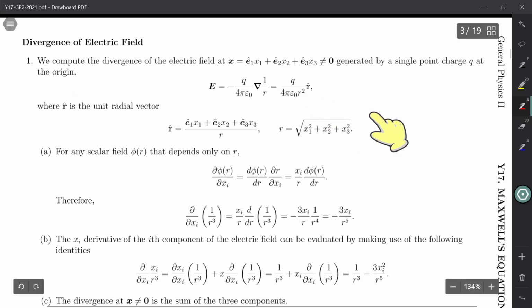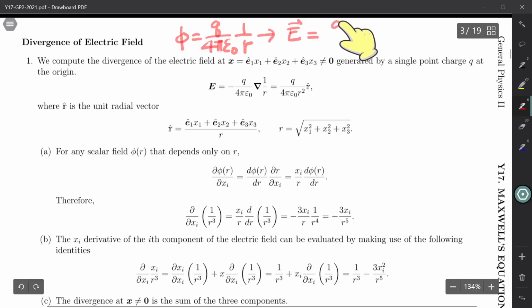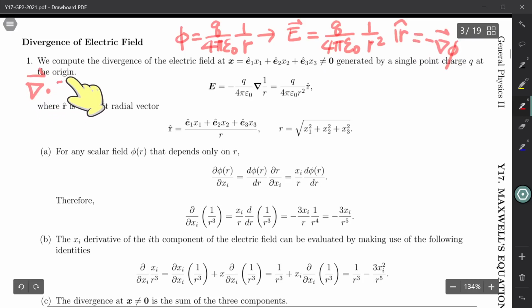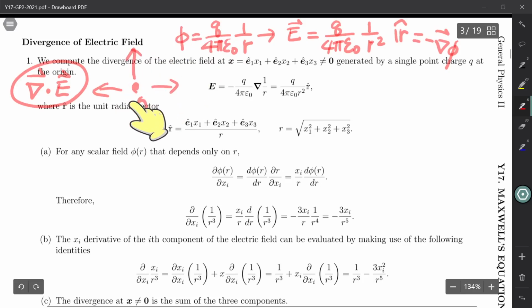Divergence of the electric field. Now we have phi and the electric field with the unit vector, and we computed that this is minus the gradient of phi. Now we compute the divergence of the electric field. We notice that the electric field radiates from the origin where the charge is placed. So we expect the divergence is not vanishing at that point.